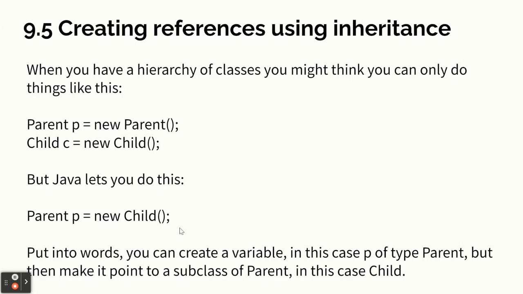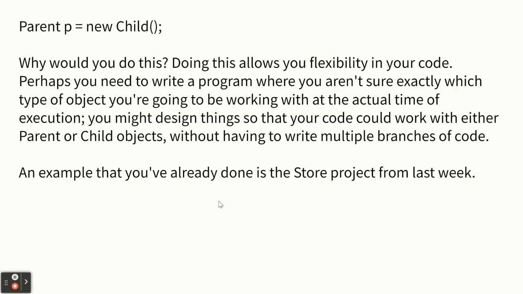You can't do it the other way around. A child can't hold the parents. So again, Parent p = new Child. Why would you want to do this? Personally, I would probably try not to do it just because it's kind of a confusing concept. But there may be times when in your code, you need to be able to take any of a bunch of different child objects and store them in a single container. So without having to have multiple branches of code, like this one deals with child only, and this one deals with parent only. Like you're going to be combining all kinds of objects.